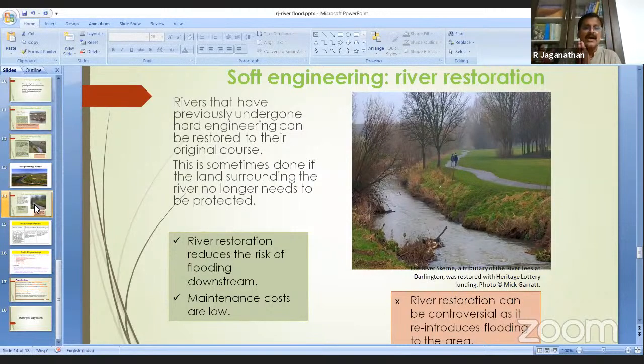So this river restoration also will reduce the risk of flooding, particularly downstream. Maintenance cost is very low, and villagers and self-help groups in the villages or in towns can maintain it. So this is very important. It depends on the area. We can think about whatever things are to be done.